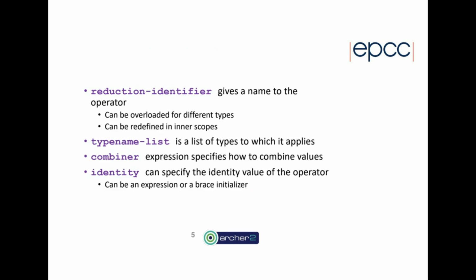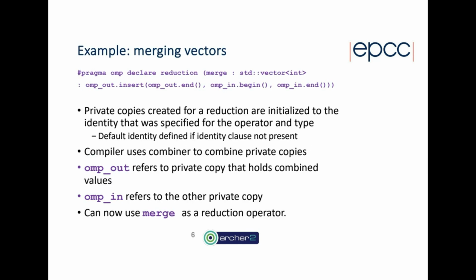Okay, maybe I've said all this. The reduction identifier gives it a name. It can be overloaded for different types, and it can also be redefined in inner scopes as well. Everything else I think I've said. So the combiner is basically an expression that specifies how to combine the values, and we'll see how that works in a minute.